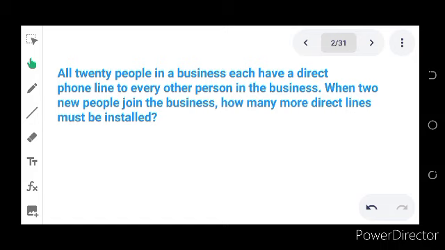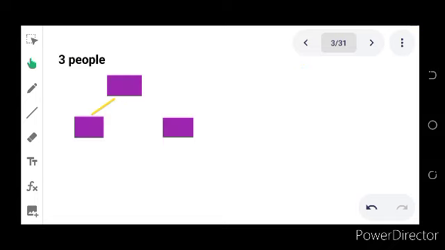Now, in order to solve the problem, let's approach it by solving a similar but simpler problem. So let's start with a business having three people. Remember that each person in the business should have a direct phone line to the other people in the business. So that means the first person will have a direct phone line to the second person. So this is the first line. And at the same time, the first person should have a direct line with the third person. That means from the first person, there are two phone lines.